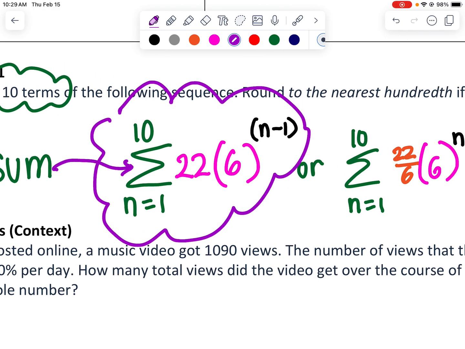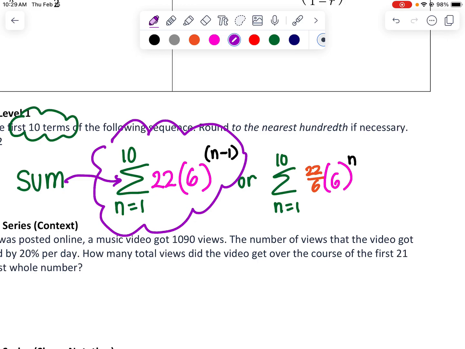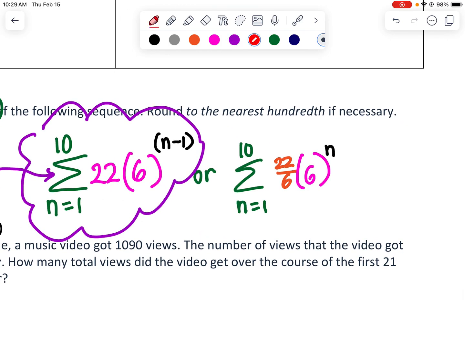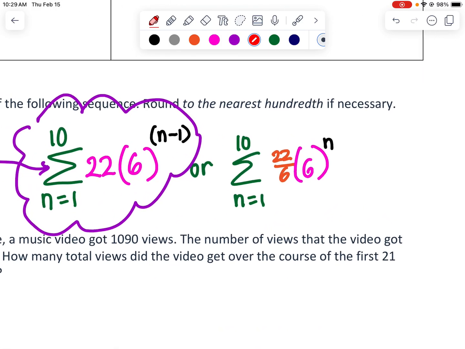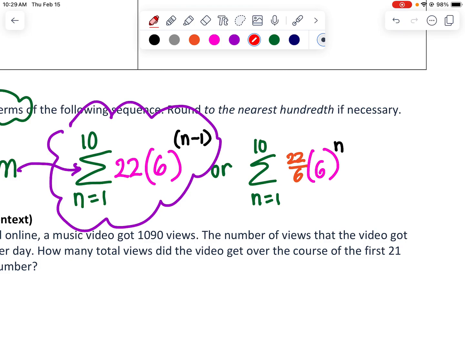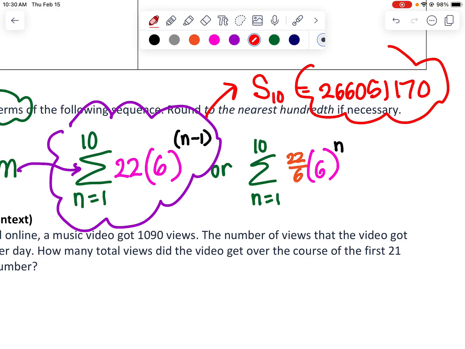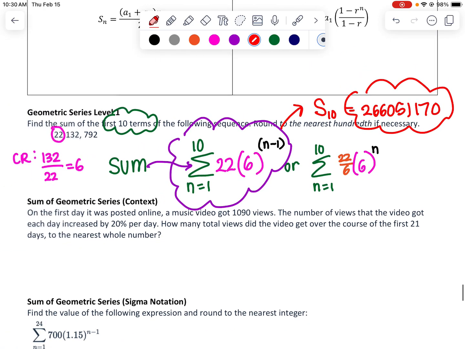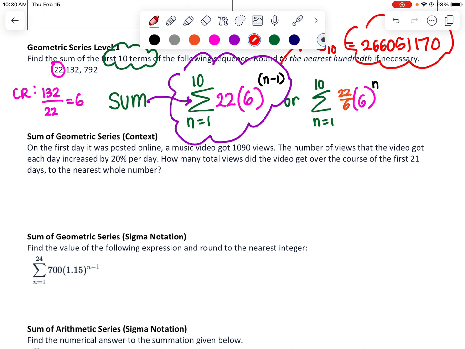All right, so I did that. I typed it in, and it adds up the first 10 numbers in the list. It gets pretty big because, again, you're multiplying by 6 every time, and then you're adding the numbers. So the sum of the first 10 terms is 266051170. So there's your answer. It says round to the nearest hundredth. This wasn't a decimal, so you don't have to worry about rounding. All right, let's take a look at the next one.